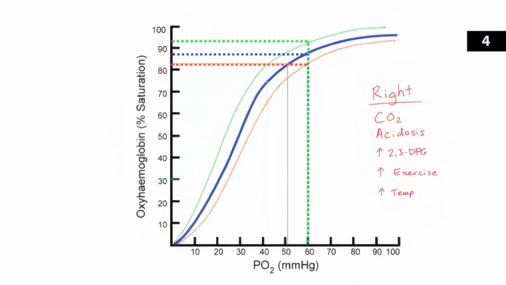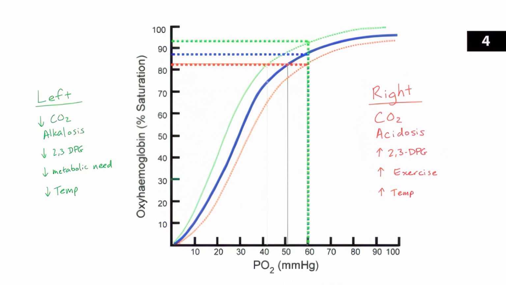At a PO2 of 60 on the green curve, the hemoglobin saturation is up to around 93%. So what things shift the curve to the left? All the opposite things: decreasing CO2, alkalosis, decreasing 2,3-DPG, decreasing metabolic need, and decreasing temperature. Those will all shift the curve to the left.